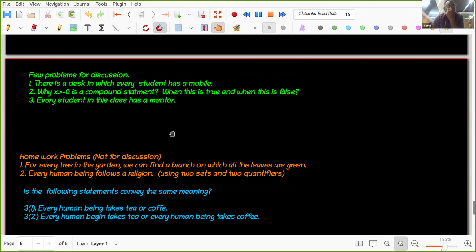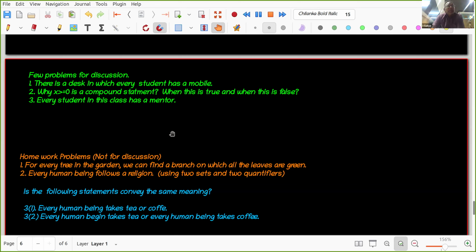Okay. So, proof problems for discussion. There is a desk in which every student has a mobile. That statement you have to write using quantifiers, negate and all that. We can discuss if time permits; it is only at the end. Then: x greater than or equal to 0. A compound statement means it is not one statement, but two or more statements. If time does not permit, do not discuss that.